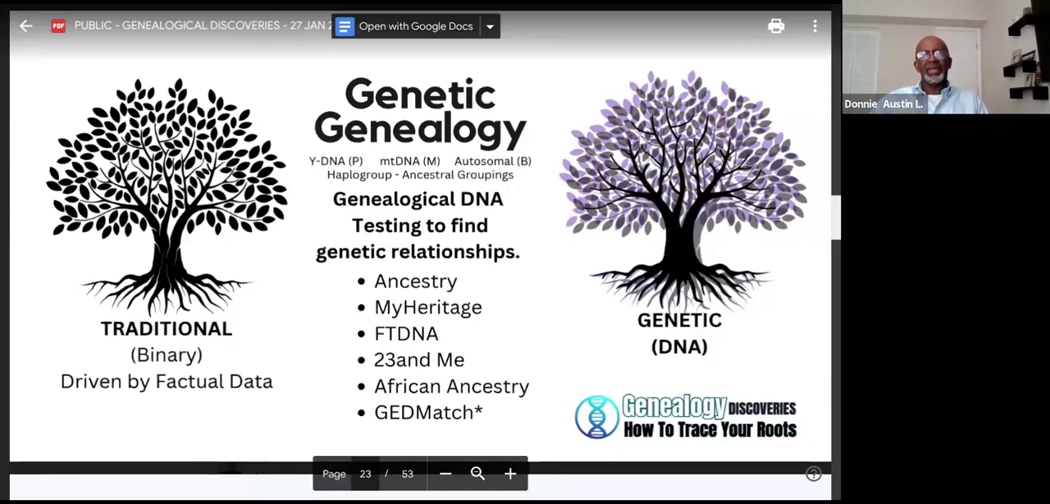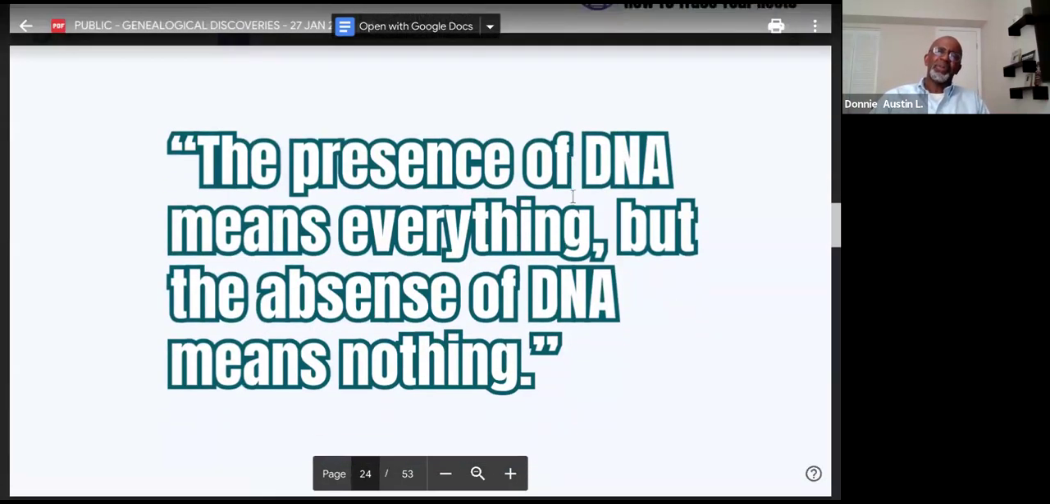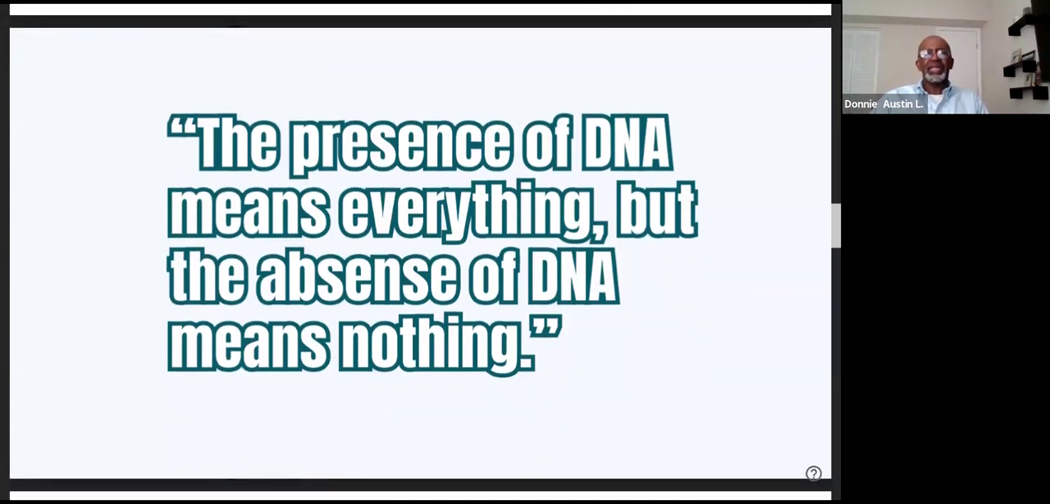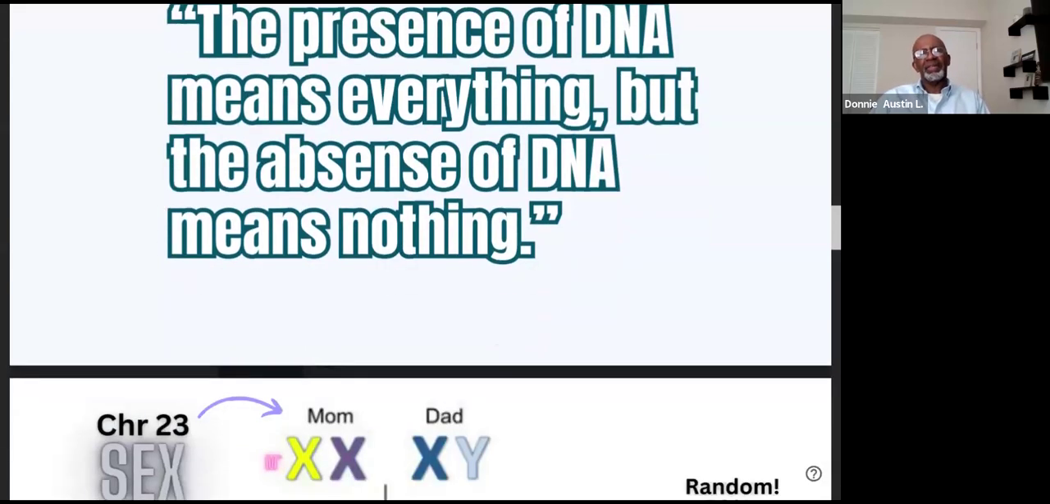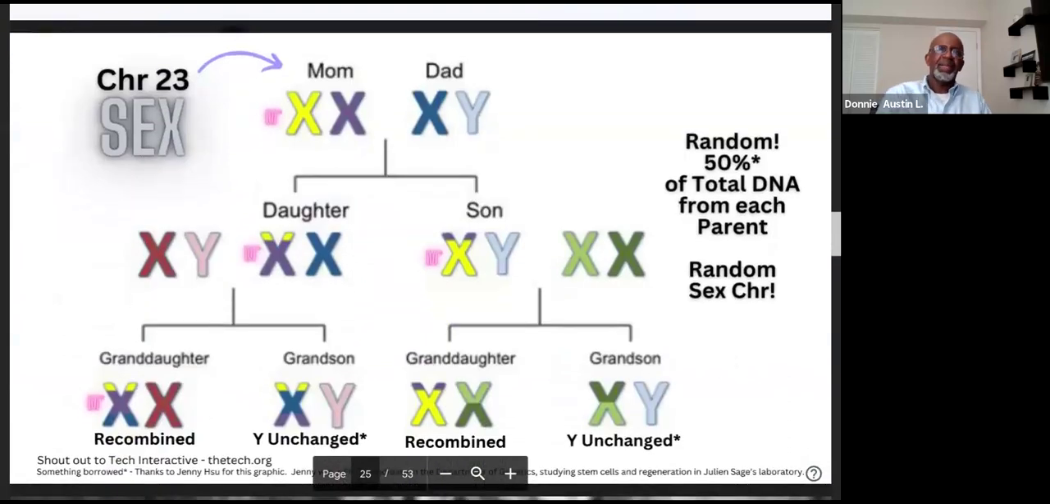And so now we go to the next screen, and you'll see the most important thing that I want to say in regards to DNA testing, and when you research, if you're going to be using DNA, is the presence of DNA means everything, but the absence of DNA doesn't mean anything at all. It doesn't mean anything. You may say, how does that make sense? Well, you'll see. In the next slide, we're just looking at the sex chromosome, because in our cells, we have 23 pairs of chromosomes, and that's where we have our DNA and genetic information.